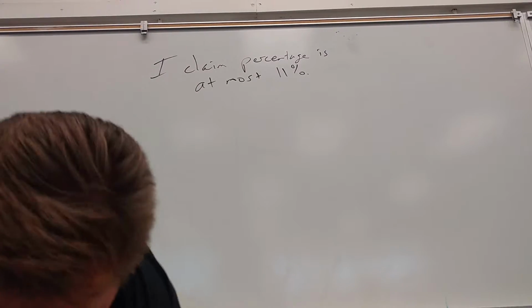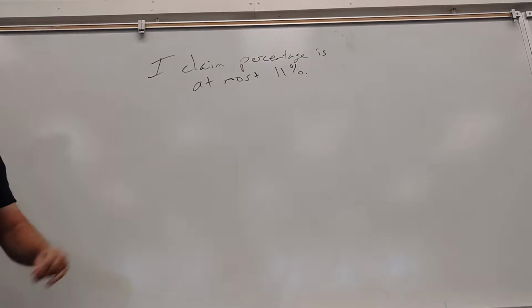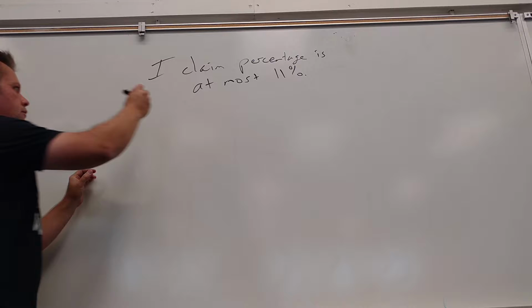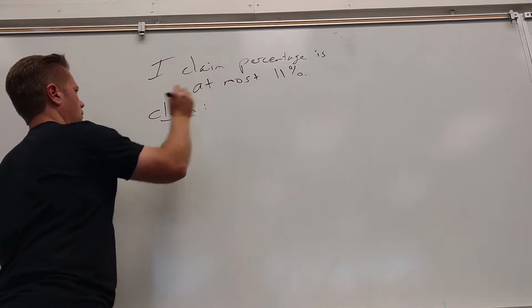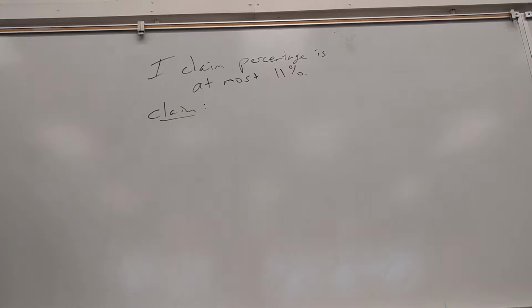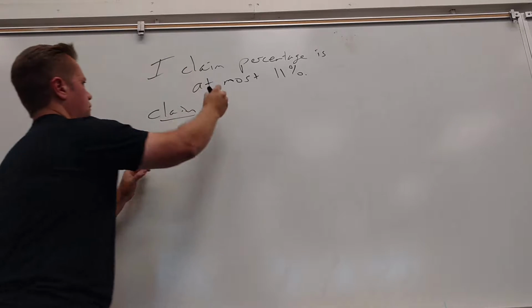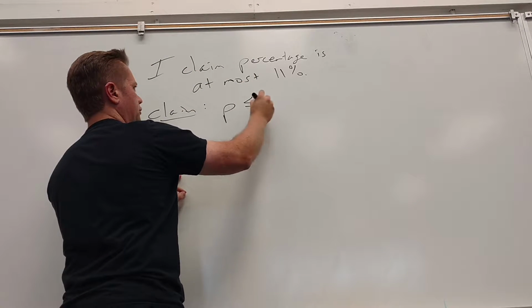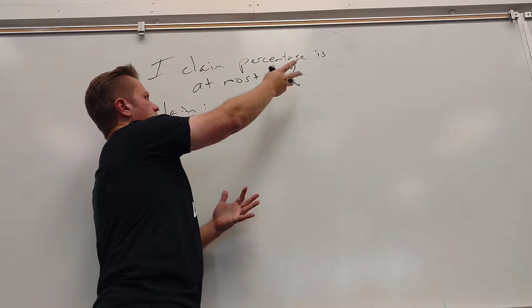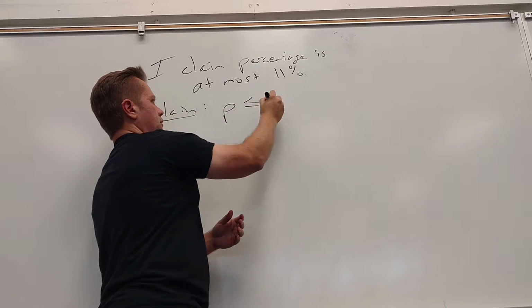Okay. So first off, how do you write that in math? There it is in English. How do you write that in math? Less than or equal to something. P at most means less than or equal to. I like it. At most means it can be less than, but up to.